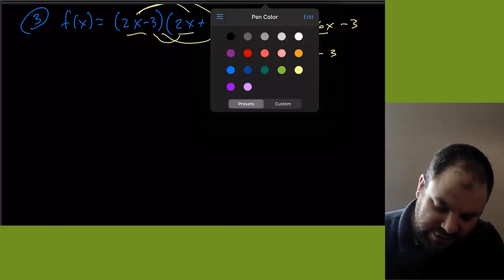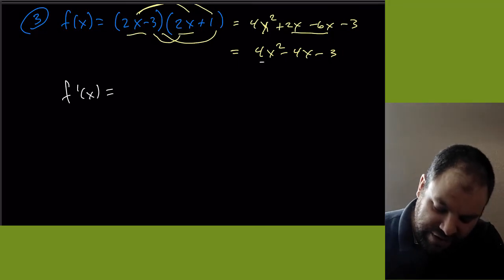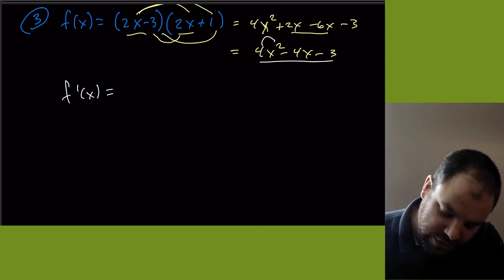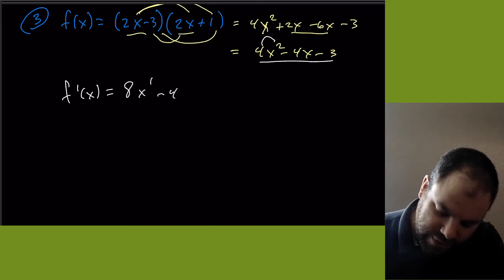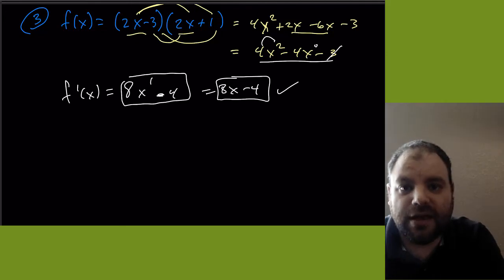So now we can actually take the derivative from that. The derivative of that function will be 2 times 4, which is 8, x to the power of 1, minus 4, because this is now going to be the power of 0. The derivative of negative 3 is 0, so this answer is 8x minus 4. You can write that as 8x minus 4 without that exponent. So this is your answer, and that's it.